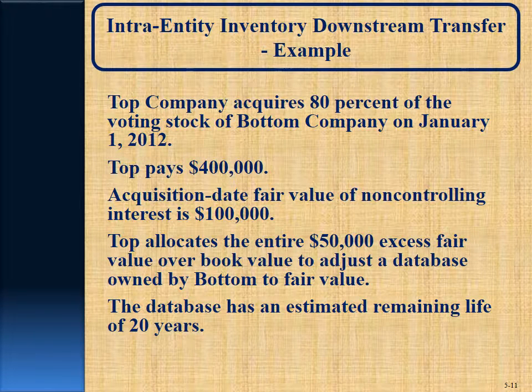So let's look at an example here. Top company acquires 80% of the voting stock of Bottom Company on January 1, 2012. So their first year is 2012. Top pays $400,000. The acquisition date fair value of the non-controlling interest is $100,000. Top allocates the entire $50,000 excess fair value over book value to a database that has a 20-year remaining life.